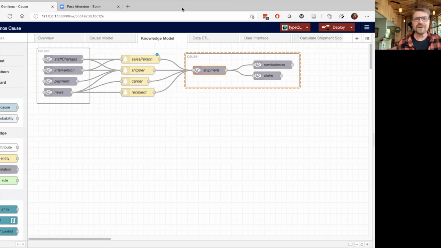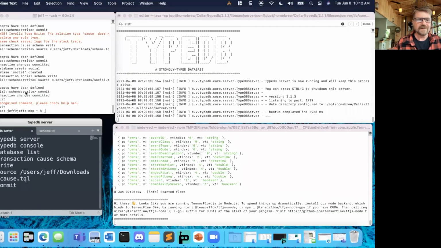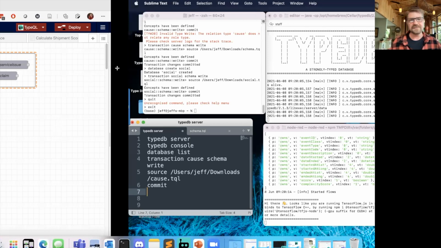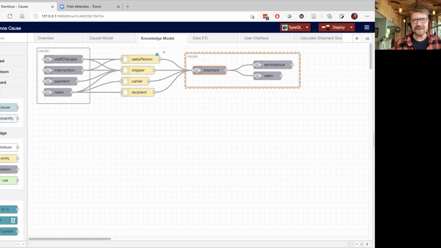I'm not sure I should share that on the screen. I don't know if it's going to work on Zoom right now, but I could go in. I've actually done that, and I've run it through the TypeDB schema, and it loads. So that's the first step. That gets you your model.